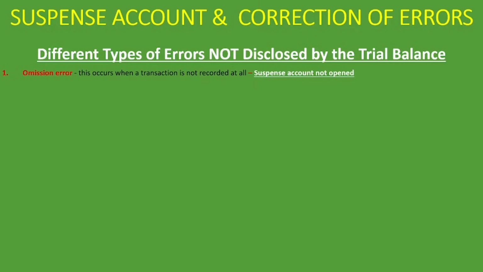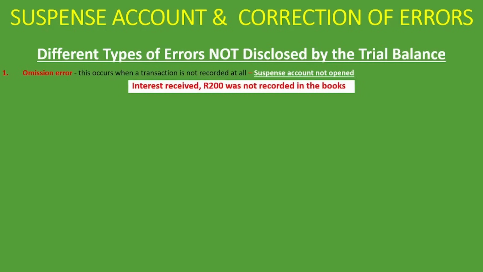All right, and what does that mean for the suspense account? Well, the suspense account is not opened in this regard. So even if you have an omission error or a complete omission error where you did not record the transaction at all, remember that you do not open a suspense account. And here is why. I'll show you with an example. Interest received 200 Rand was not recorded in the books. Well, if you received interest income of 200 Rand and you did not record it in your books, you will not open a suspense account. Why is that? Well, that's because you did not record the transaction at all.